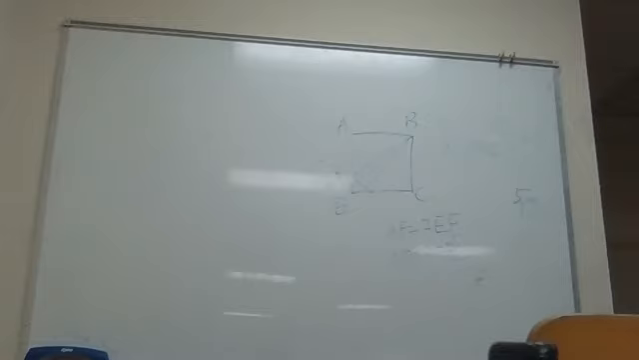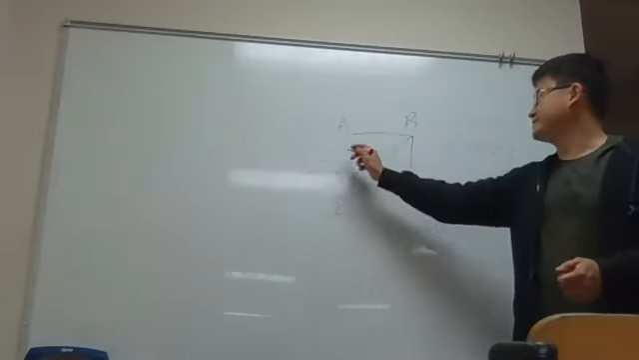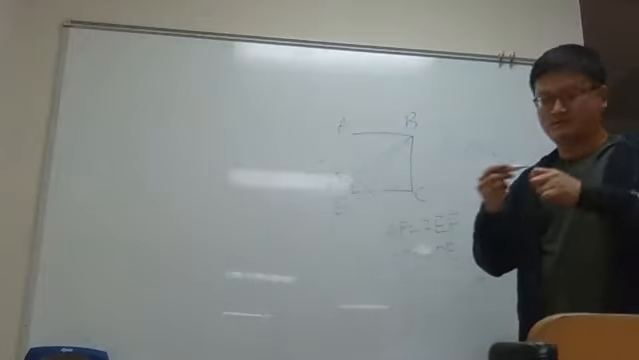Okay. So then, because AF is 2 times EF, we can just assume AF is 2, EF is 1, right?